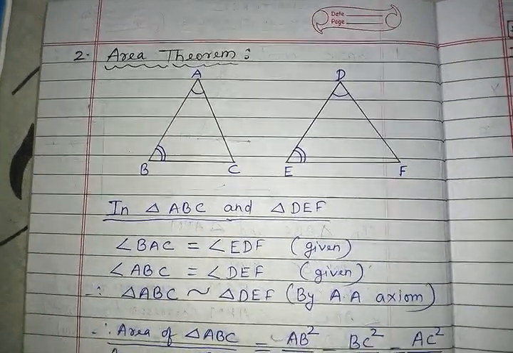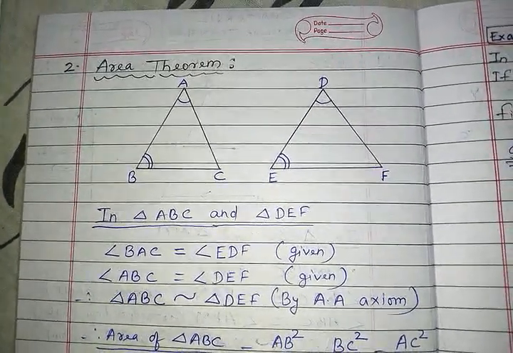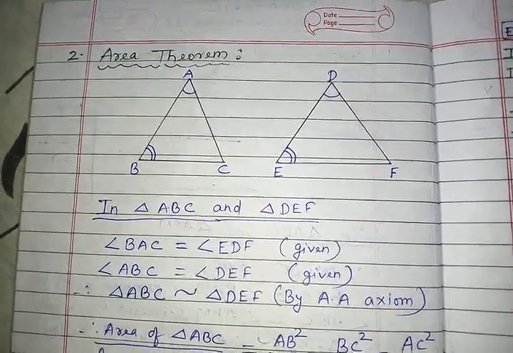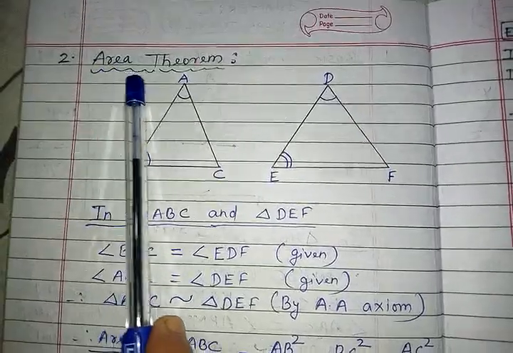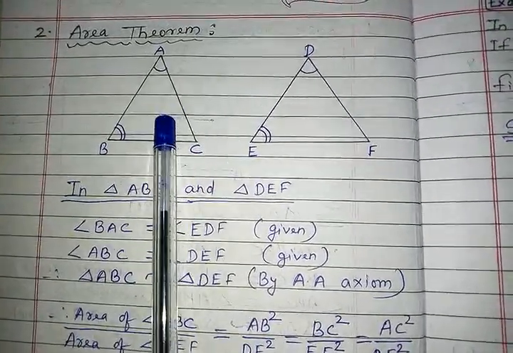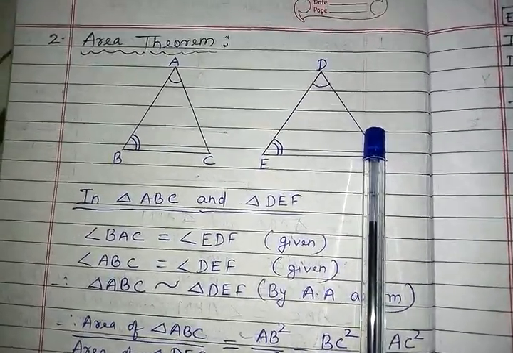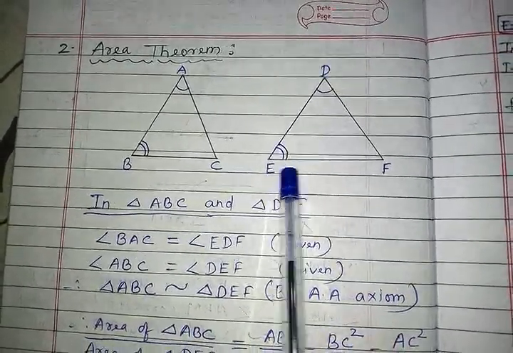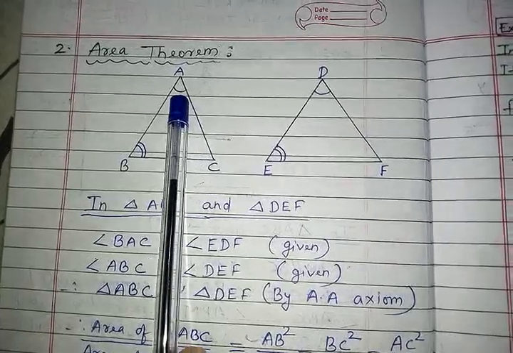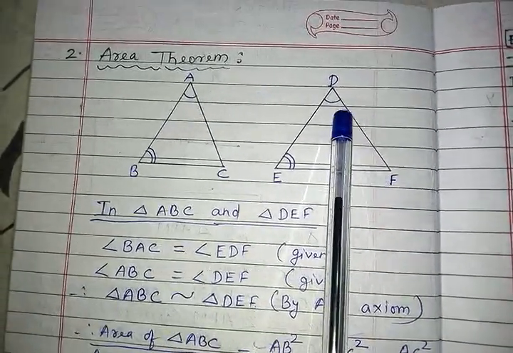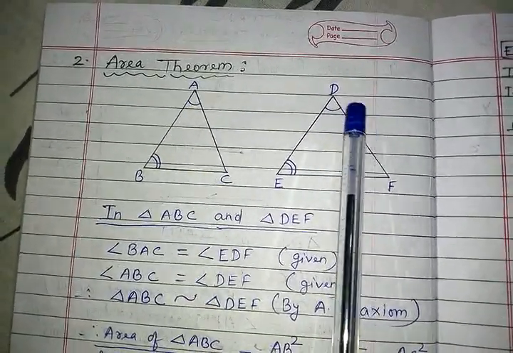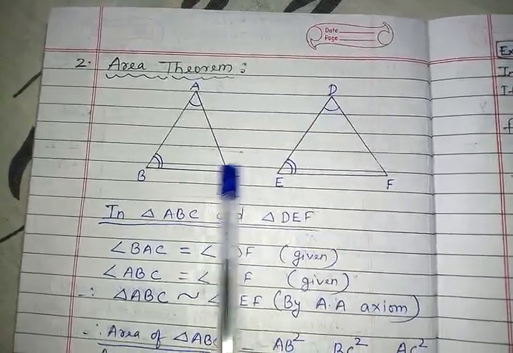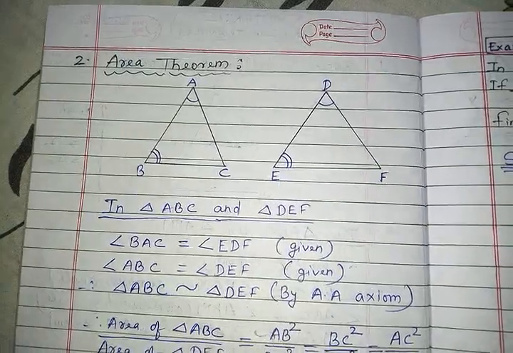Class 10 children, as we have begun similar triangles, so we all know the proportionality theorem. So today I want to add the area theorem. You can see here we have two triangles in the diagram. The first triangle is ABC, the second triangle is DEF, and as per the symbol, angle A is equal to angle D. As per the given part, this particular angle is equal to this, and angle B is equal to angle E.